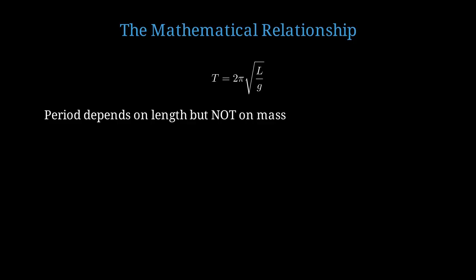For a pendulum, there's a beautiful mathematical relationship between period and length. The period T equals 2 pi times the square root of L over g, where L is length and g is gravitational acceleration. Notice something fascinating. Period depends on length but not on mass. The mass doesn't appear in this equation at all.